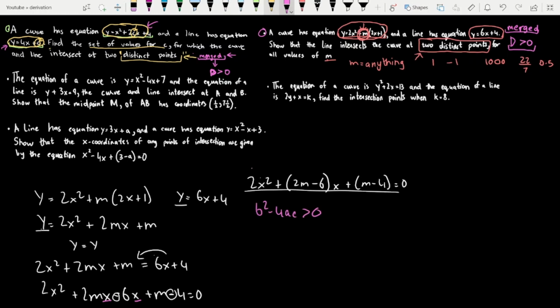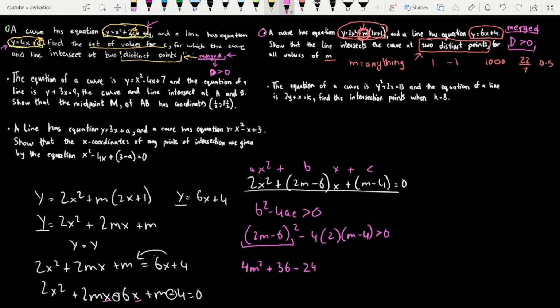I'll put that greater than 0. So this is going to be ax squared plus bx plus c, and my b term has to have a square on top of it, and then I'm going to have minus 4 times a times c, and all of this is greater than 0. So I can apply the identity over here, and this is going to be a squared, so that is going to be 4m squared plus b squared, so that is going to be 36, and minus 2ab. So I believe that this is going to be 24m. So 2 times 2 is going to be 4, and then 4 times -6 is going to be -24.